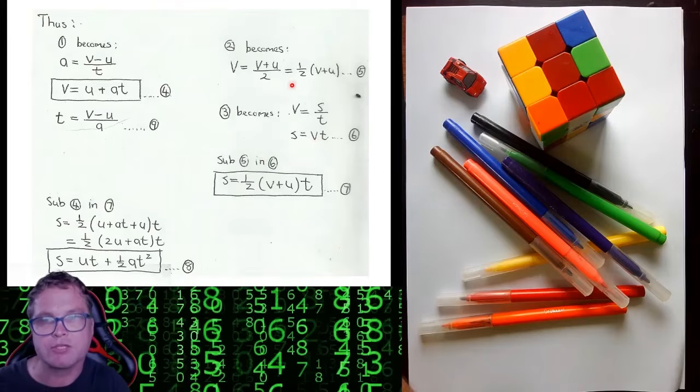So we substitute 5 into 6. This gives us the next equation: s is equal to half (v plus u) times t.